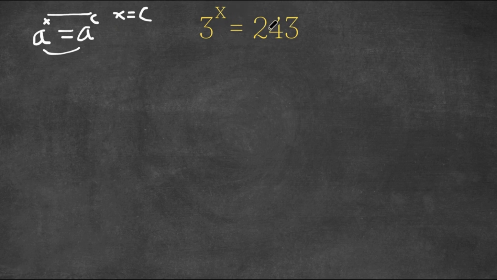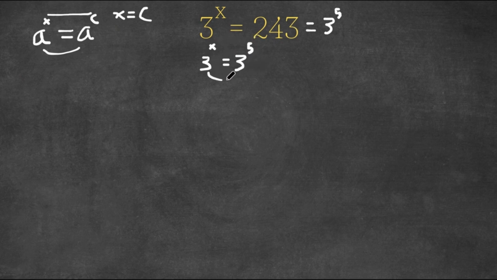So we have 3 to the power of x equals 243. So how would we convert one of these numbers to make the other one the same as this one? Well, let's do 243. 243 is equal to 3 to the power of what? 3 to the power of 5. 243 is equal to 3 to the power of 5. So we're going to write 3 to the power of x equals 3 to the power of 5, because 243 is 3 to the power of 5.